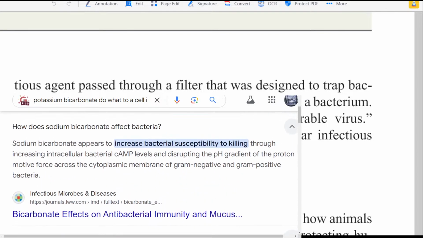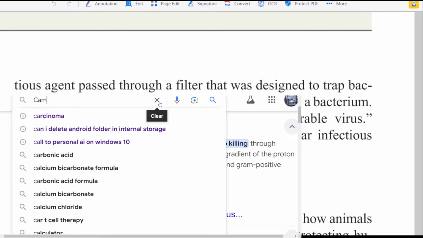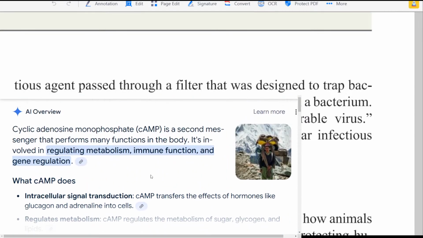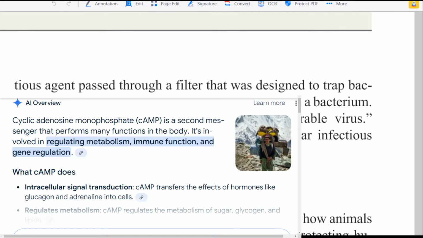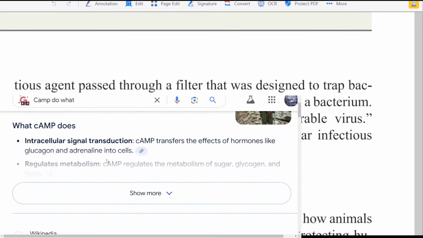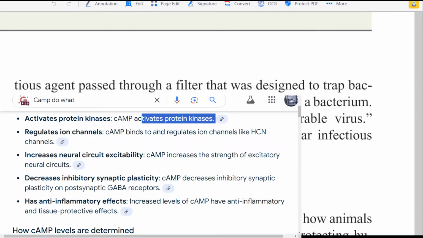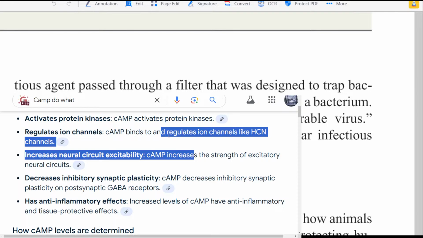By increasing the bacterial cAMP, cyclic adenosine monophosphate levels, and disrupting the pH gradient of the proton motive force across the cytoplasmic membrane of gram-negative bacteria. All right, so they just change the cAMP and disrupt the pH gradient. I forgot what cAMP was doing. It is a second messenger that performs many functions in the body. We are not talking about the function. Like cAMP actually does something: it activates protein kinases and channels like HCN. All right, it binds to the channels to regulate them, and they activate protein kinases.